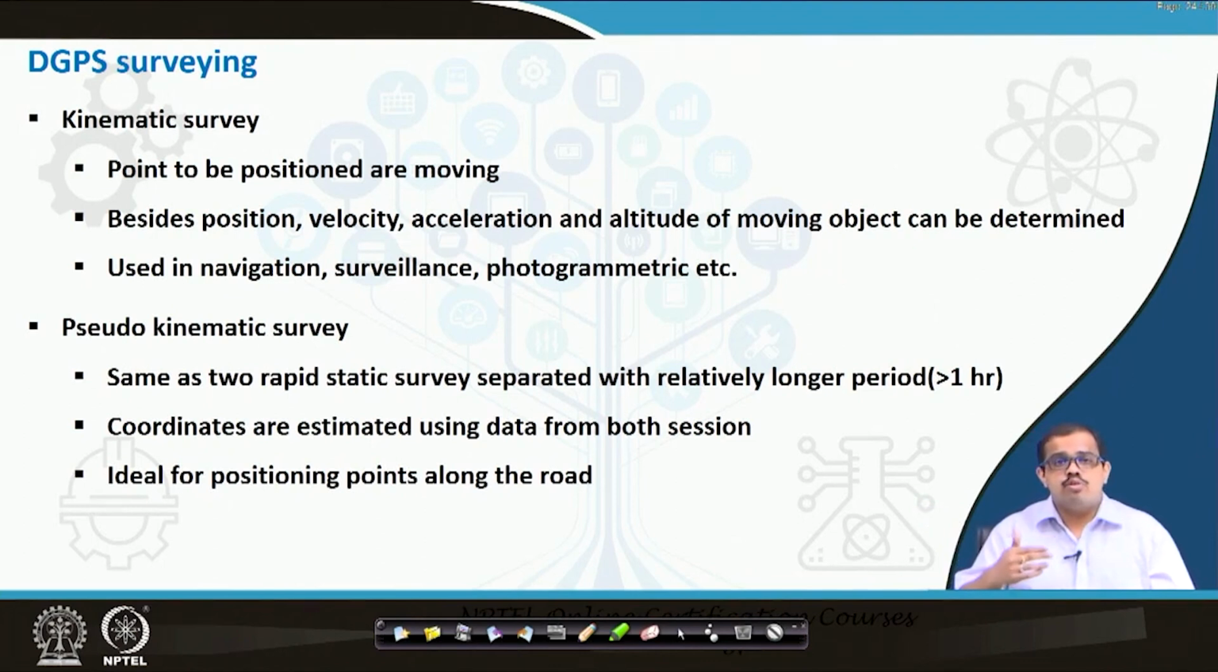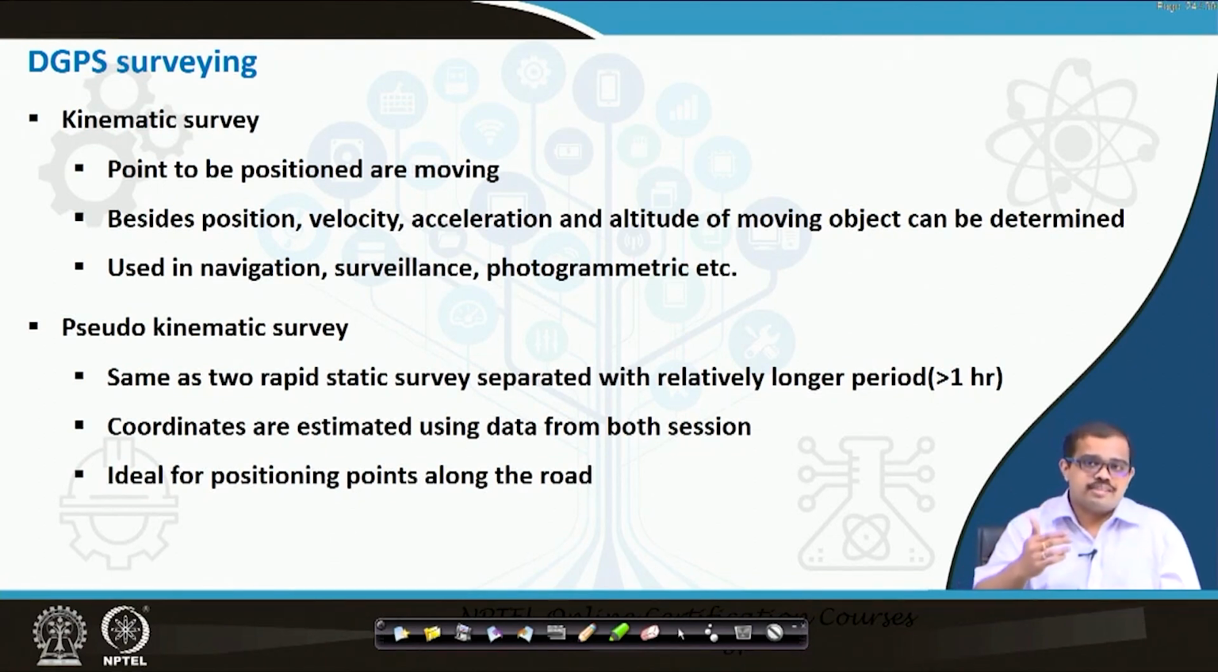But when you look at pseudo kinematic surveys, these are two rapid static surveys separated by a relatively longer period. The coordinates are estimated using the data from both sessions, which is ideal for positioning points along a road. So normally these are for road positioning or navigation route positioning. They are between two static surveys separated by a relatively longer period, which means greater than 1 hour. So this is pseudo kinematic.